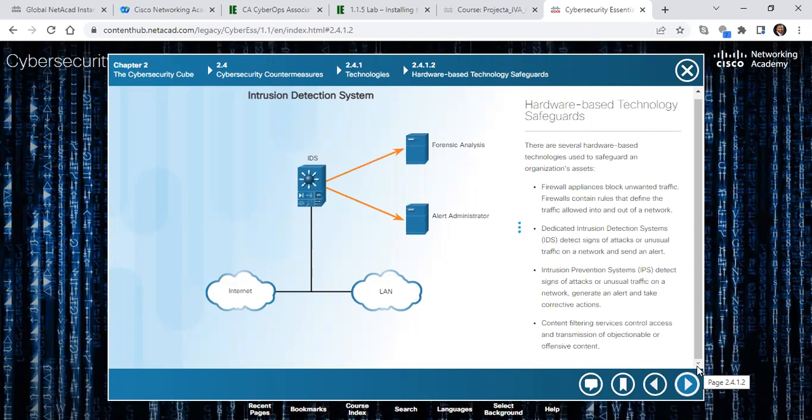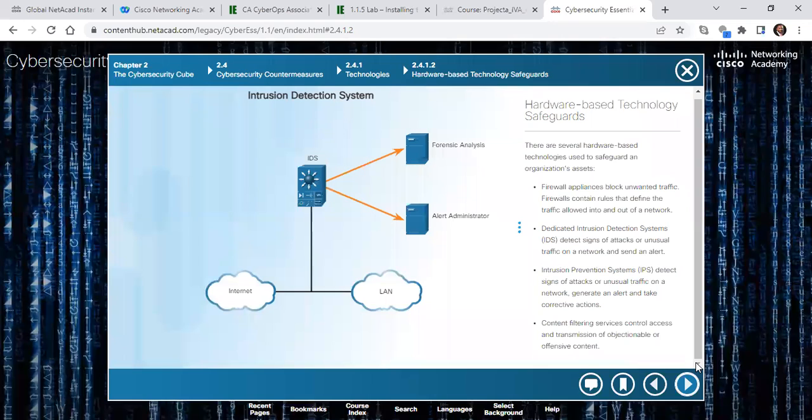First is the firewall. Firewall appliances block unwanted traffic. Firewalls contain rules that define the traffic allowed into and out of a network. Then we have what we call the dedicated intrusion detection system, which is the IDS. An IDS detects signs of attacks or unusual traffic on a network and sends an alert.